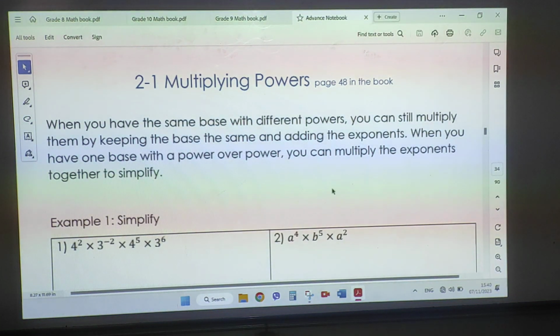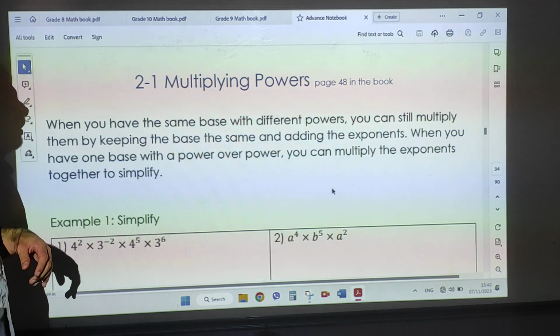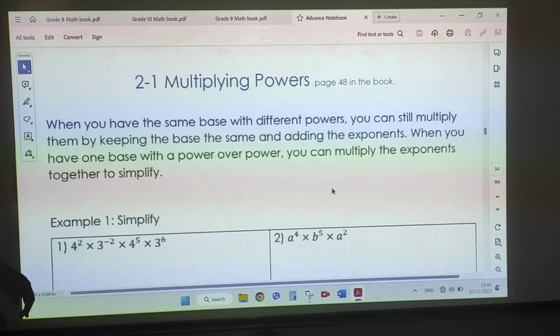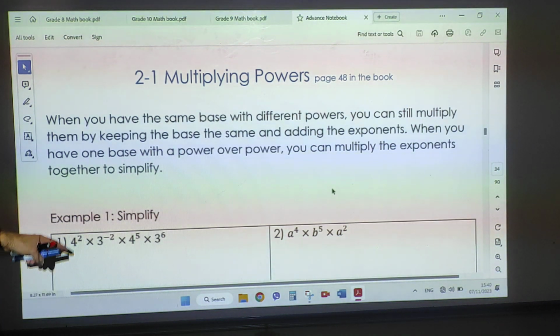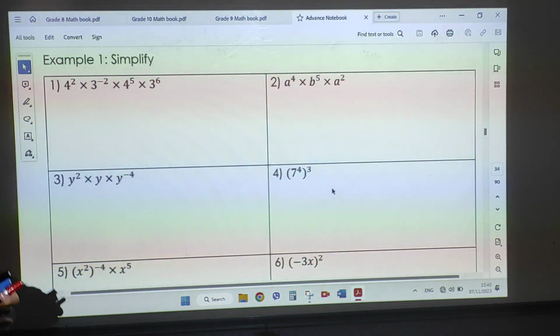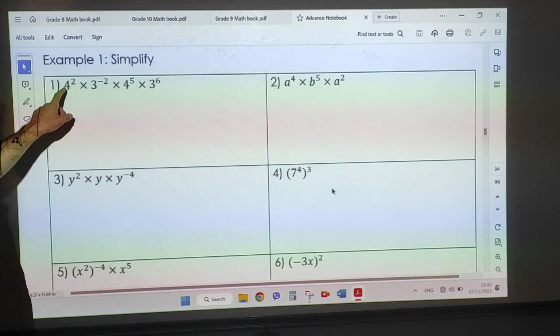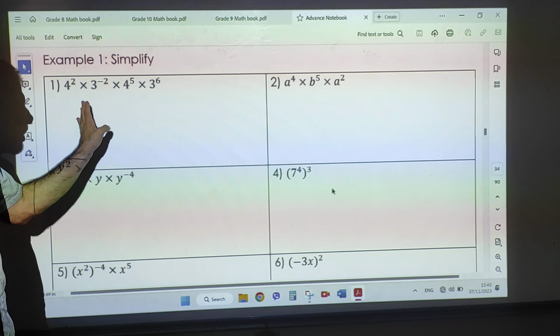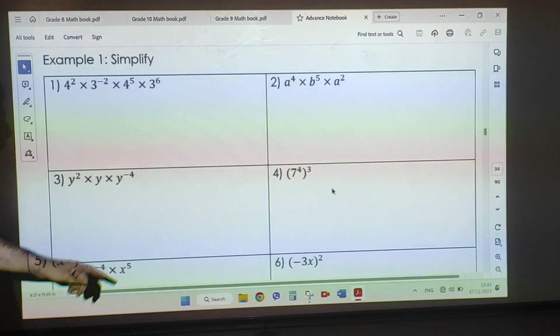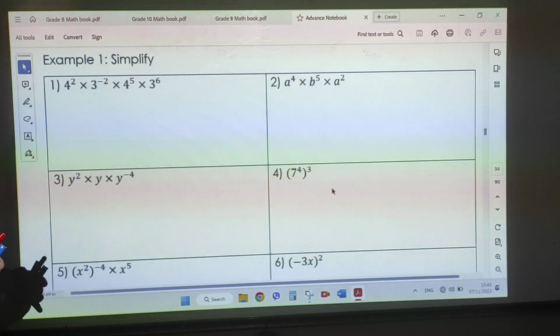Hi everyone, in this video for grade 9 we have chapter 2.1, which is multiplying powers, on page 48 in the book. In multiplying powers we have bases with powers, exponential numbers, those numbers that have an exponent on them. If we have the same base and there is multiplication in between, what do we do? And if we have power over power, like these brackets, what do we do? We will explain each one of them one by one and you will see.